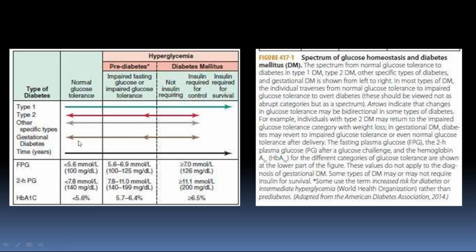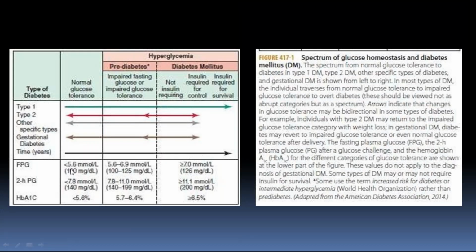Then we have gestational diabetes, which is again bidirectional. If from a normal glucose it goes to pre-diabetes, or impaired fasting or impaired glucose tolerance, to full-blown, it can be bidirectional and can even come back to a normal glucose tolerance. Okay, and over time, as it passes, mostly insulin will be required towards the end, after many years, as the years progress with this diabetic disease.